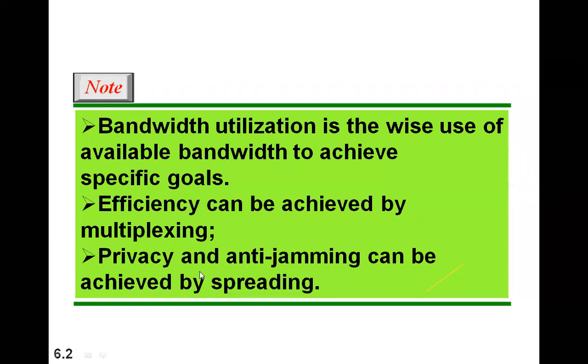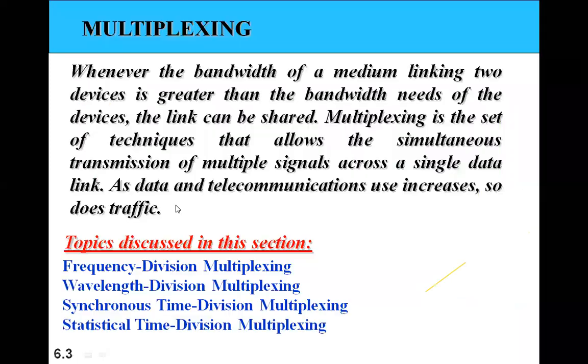And of course, we may have heard about spread spectrum techniques. So the spreading of the spectrum gives two advantages. One is privacy, and the next is anti-jamming. This also we will see as we go into the class. But multiplexing, simple multiplexing, is efficiency. It improves efficiency of the bandwidth utilization.